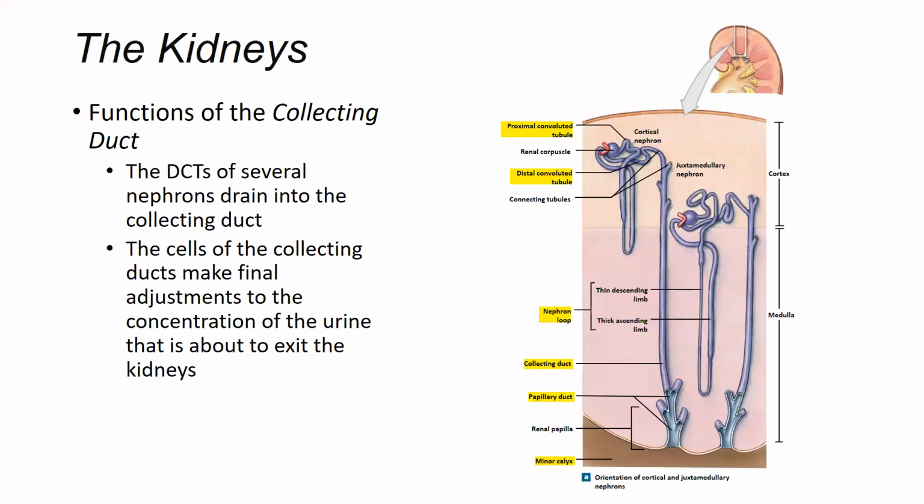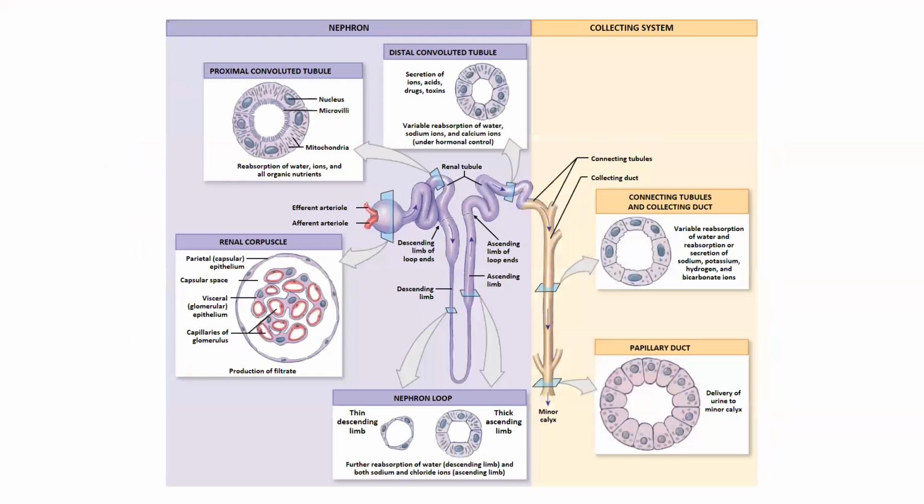And this is what we call regulated fine-tuning. Regulated means that based upon external factors, like your hydration status, your blood volume status, your fed versus fasting status, depending on the state of your body, we can either reabsorb water here or we cannot. So that is regulated in that way. But the collecting duct is the final place to make adjustments before this is formed as urine.